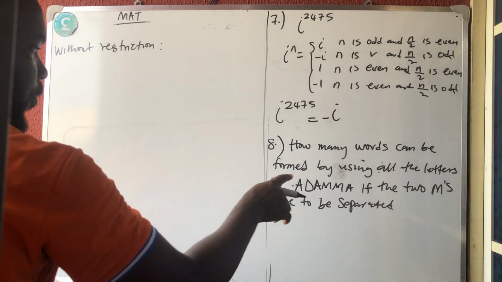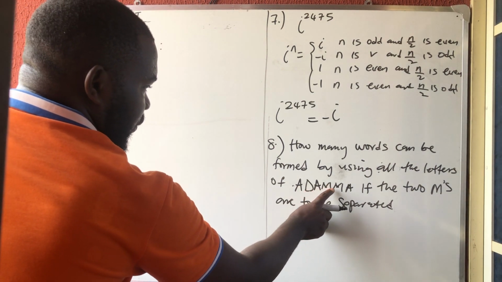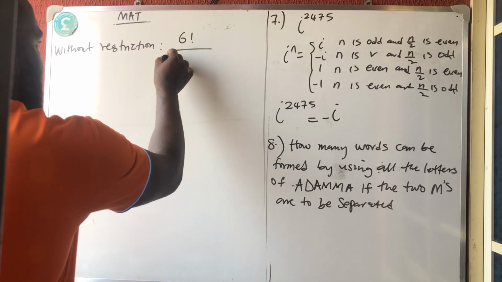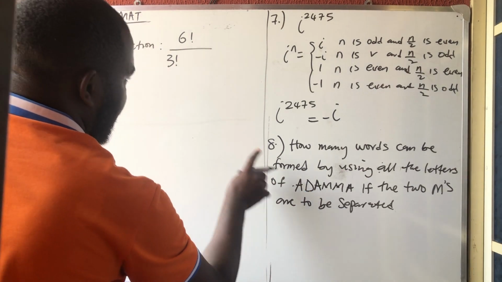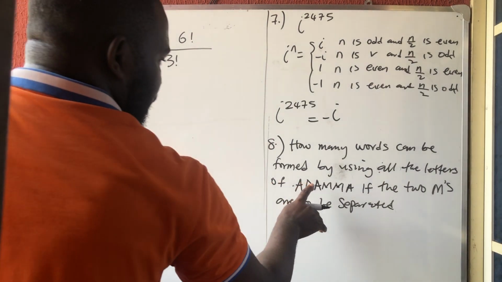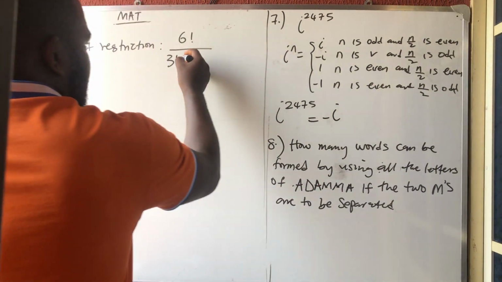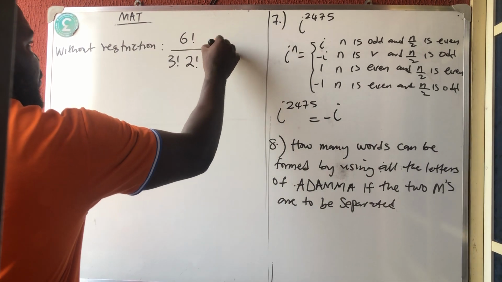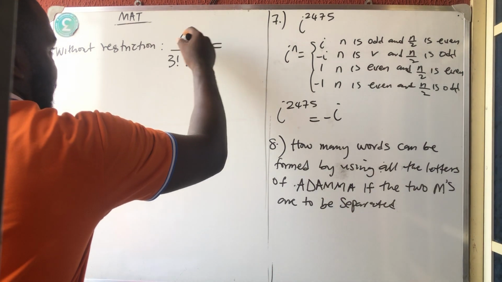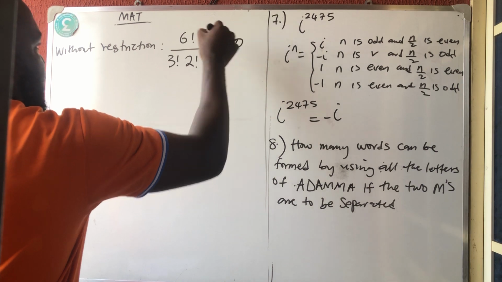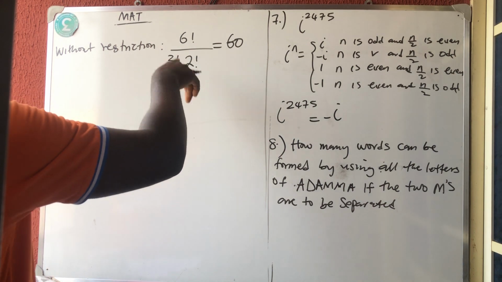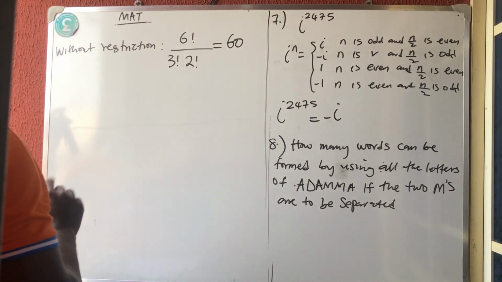The number of words that can be formed with the word Adamma is 1, 2, 3, 4, 5, 6. We say 6 factorial all over. A is how many? 1, 2, 3. You put it in the denominator, 3 factorial. D is how many? 1. I'm supposed to put 1 factorial here, but 1 factorial is 1, so we don't need it. M is 2, so I'll put 2 factorial. So this will give me 60. That is 6 times 5 times 4 times 3 times 2 times 1, and this one will be 3 times 2 times 1 times 2 times 1, which will give you 60 without restriction.